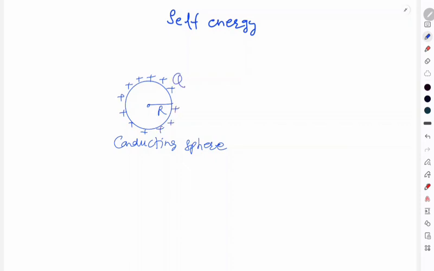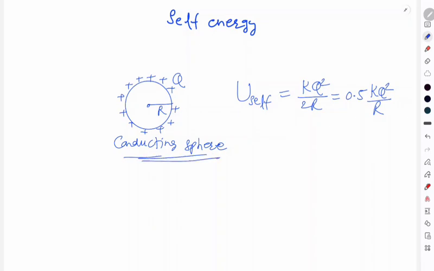In that case the self energy of this sphere will be kQ square upon 2R. It means we can say it will be 0.5 kQ square upon R. Actually it is the work done by the external forces to assemble this charge on the surface of that conducting sphere. That is known as U self, or self energy, and we can derive it also.